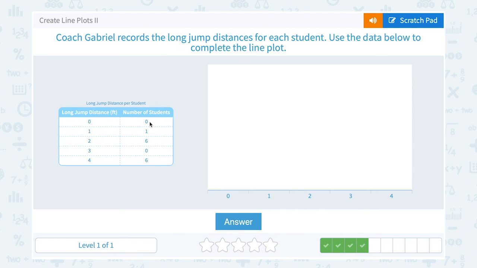0 feet was recorded by 0 students, so I'm going to leave that blank where it says 0. 1 foot was recorded by 1 student, so I'm going to go to 1 foot and draw 1 X for that 1 student. 2 feet was recorded by 6 students, so I'm going to draw 6 X's to represent my 6 students. 3 feet was recorded by nobody, or 0 students, so I'm going to leave that blank. And 4 feet was recorded by 6 students, so I'm going to go to 4 and draw 6 X's for my 6 students.